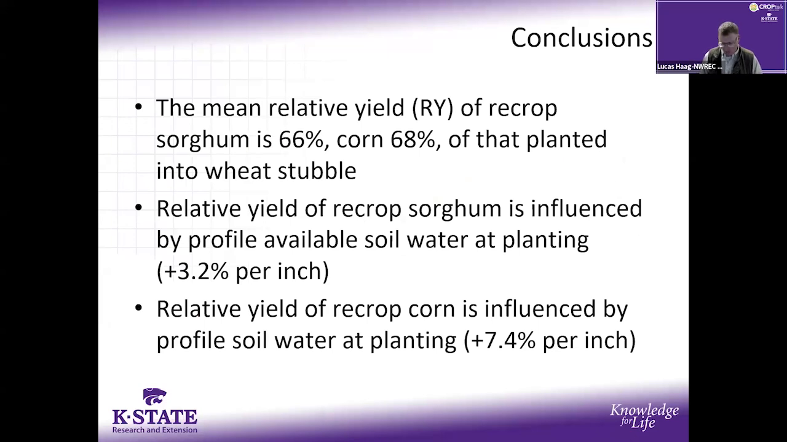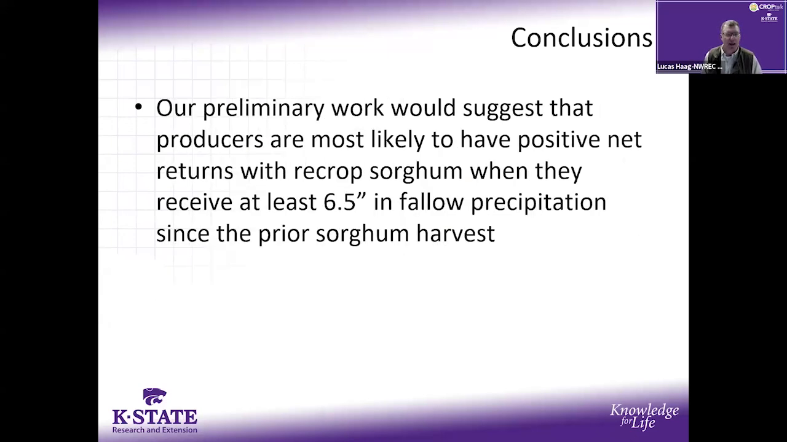I think we've hit on this enough. We've talked about this, but the take home is preliminary work suggests as long as we get 6.5 inches of fallow precip since the prior sorghum harvest, that's going to put us into that green box where recrop sorghum economically stands a chance to be at least as good as our sorghum into wheat stubble.